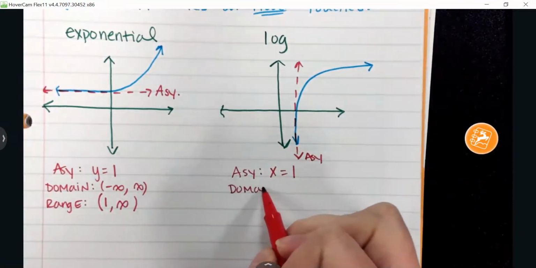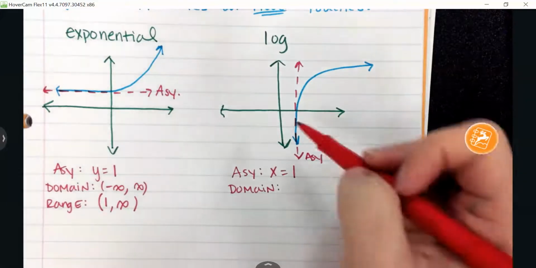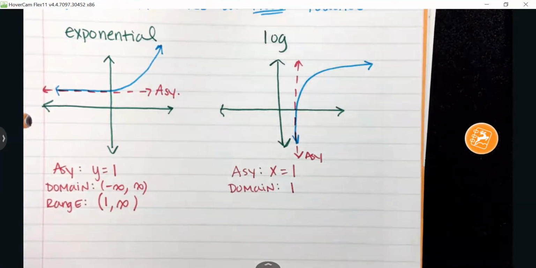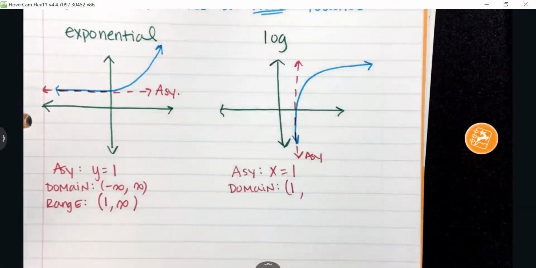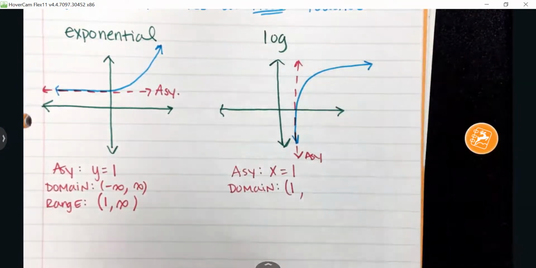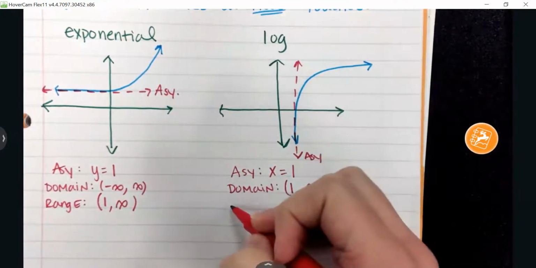Domain. How far to the left does this graph go? To the asymptote. That's the furthest left it goes, and my asymptote is at 1. Does it get a bracket or a parenthesis? A parenthesis because it can't touch the asymptote, okay? How far to the right does it go? To infinity, very good.